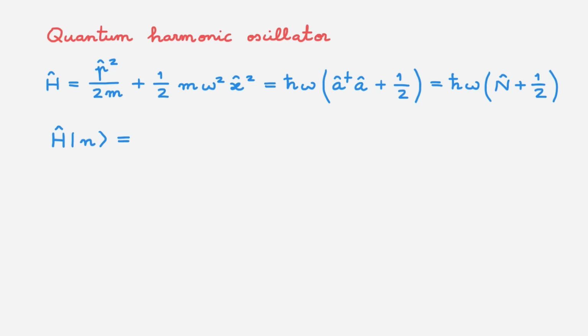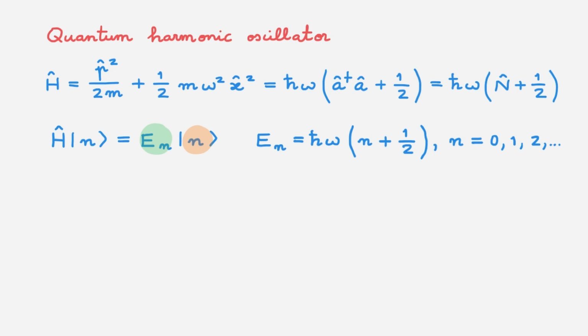This is the eigenvalue equation of the Hamiltonian, where as usual these are the eigenvalues and these are the eigenstates. The eigenvalues are equal to h bar omega times n plus 1/2, where n is a non-negative integer: 0, 1, 2, and so on. So today we will mostly work with the ladder operators, the lowering operator A and the raising operator A dagger.